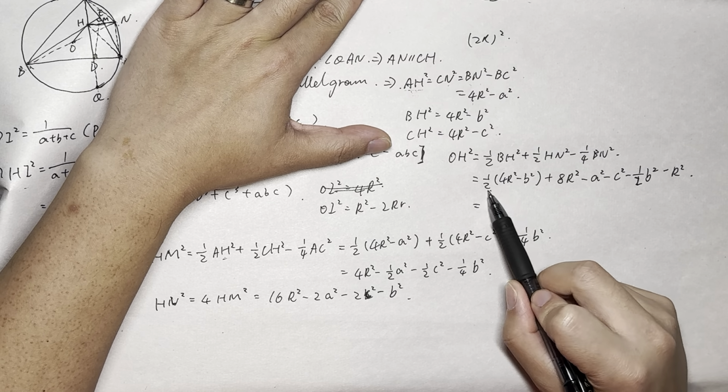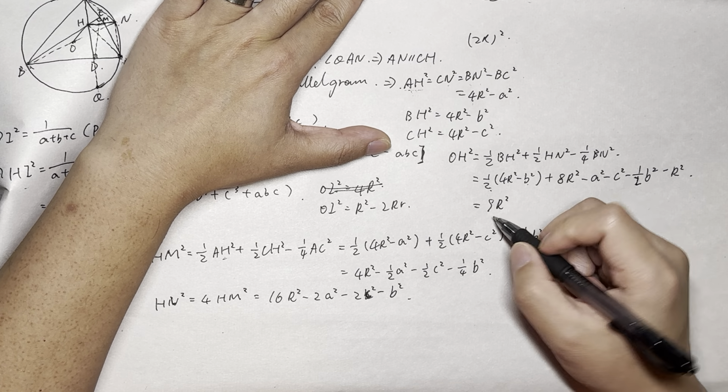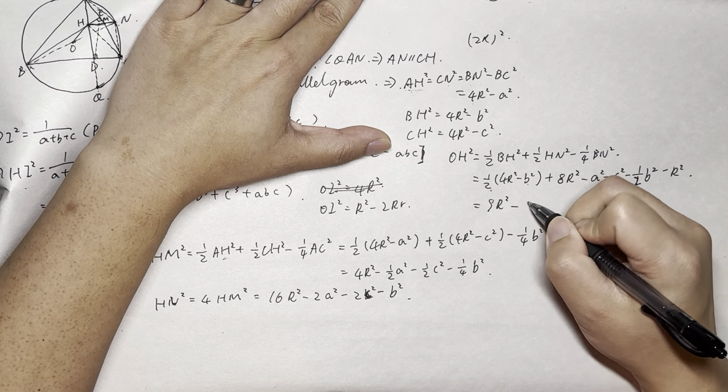See, this is 2R squared plus 8R squared, that's 10R squared minus R squared, that is 9R squared. And this is a half of B squared, and this is minus half of B squared. So 9R squared minus A squared minus B squared minus C squared. So, right, that's OH squared we find. Okay, now we look at this one.